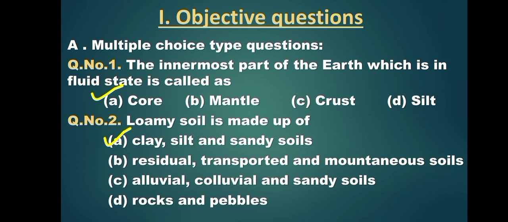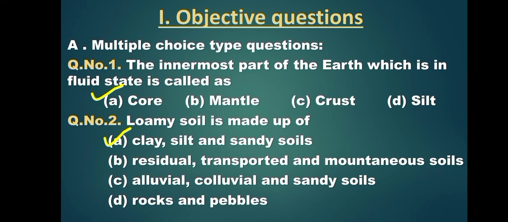Question number 1 under this category: the innermost part of the earth which is in fluid state is called as, the options are core, mantle, crust and silt. The right answer is core. All of you know that the innermost part of the earth is known as core, and it is also in the state of fluid. Now question number 2.